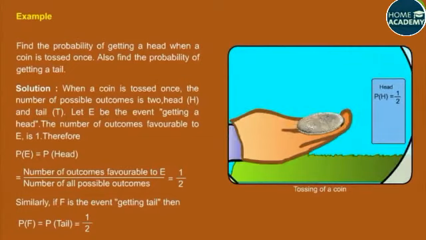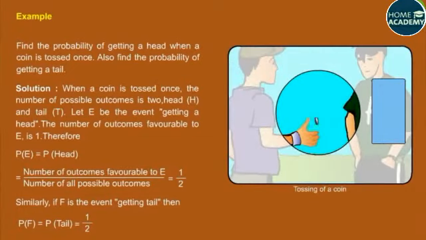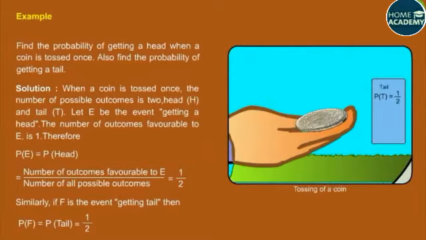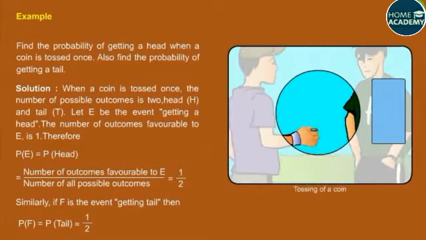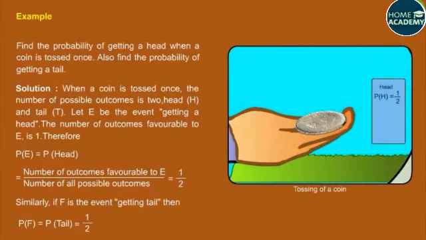Similarly, if F is the event getting tail, then probability of event F equals probability of getting tail equals 1 upon 2.